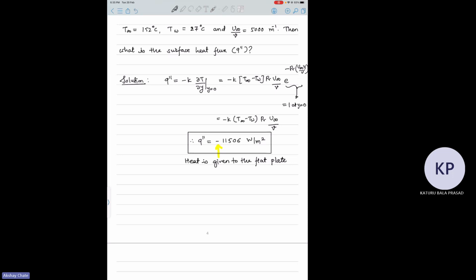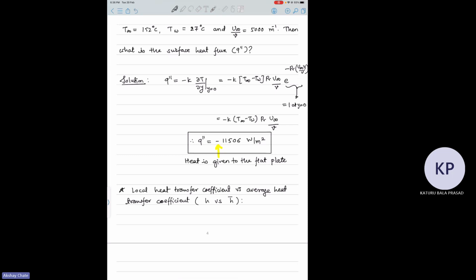The second set of problems from this topic, before going there, is essentially local heat transfer coefficient versus average heat transfer coefficient. So basically we use h for the local heat transfer coefficient and h bar, or h avg, for the average heat transfer coefficient.